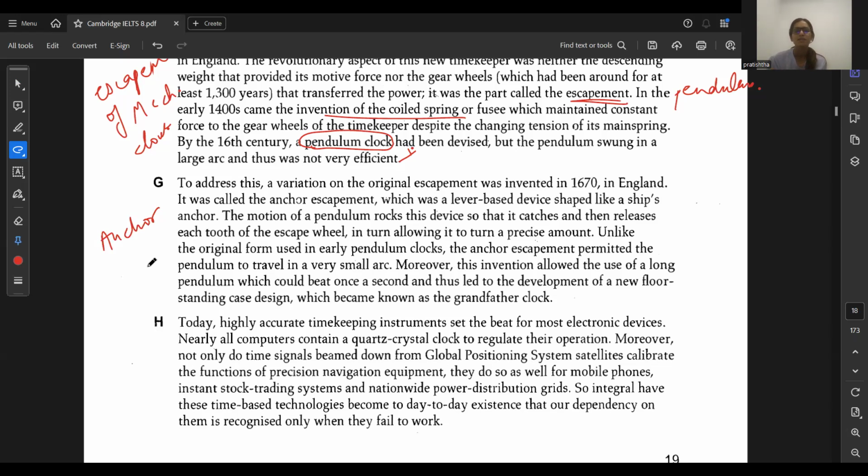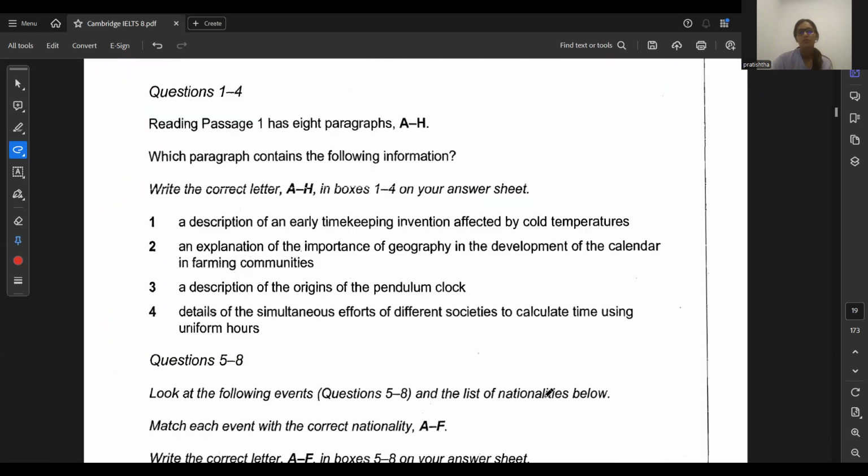Okay, and then basically it's talking about the anchor clock and the grandfather clock, which had huge anchors, right? And today, highly accurate timekeeping instruments set the beat for most electronic devices. So we have electronic today. We have the global positioning system as well, right? It talks about how all mobile phones have integral time-based technology, right? And that's pretty much it.